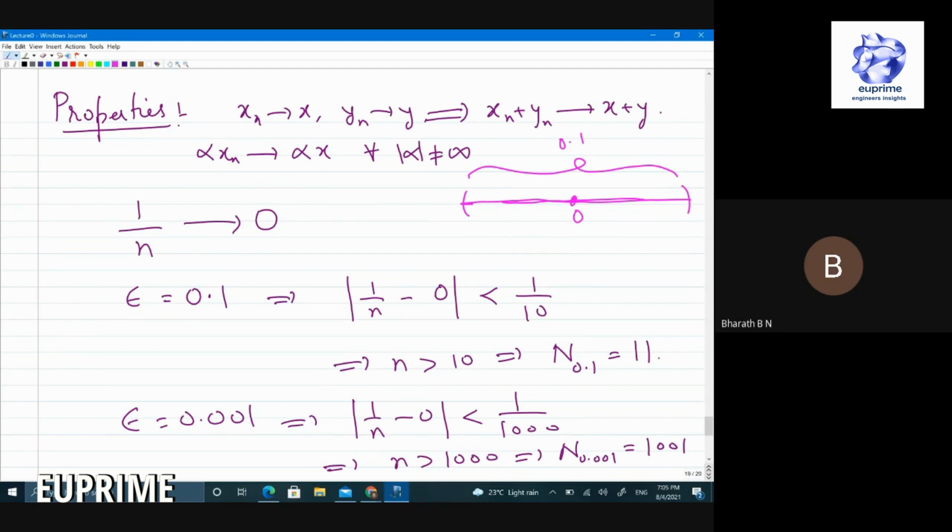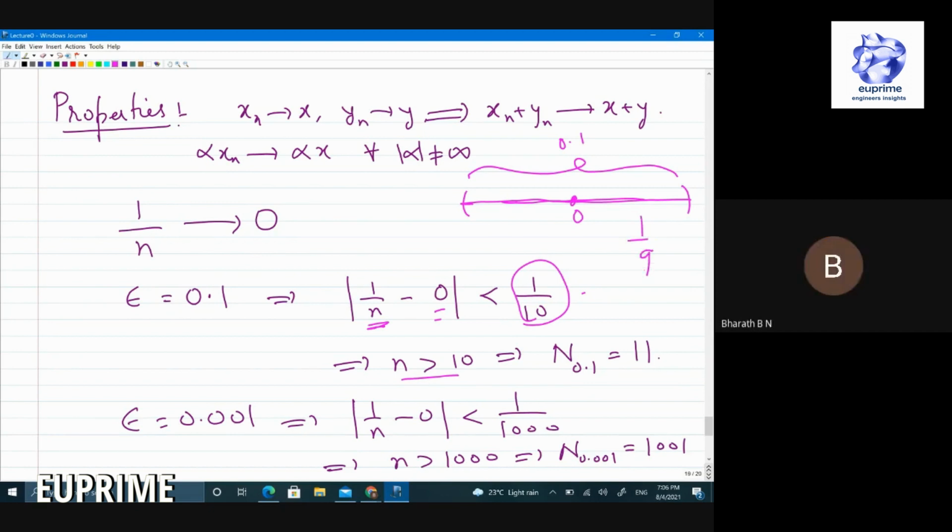Now I have this sequence: 1, 1 by 2, 1 by 3, 1 by 4, 1 by 5, 1 by 6, and so on. After some point in time, the sequence will enter this room and remain there forever, right? I want 1 by n to be within 0.1 of 0. If that is the case, then n should be greater than 10. So 1 by n is less than 1 by 10.